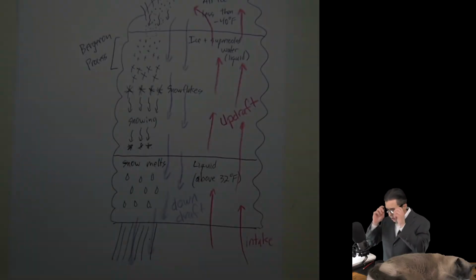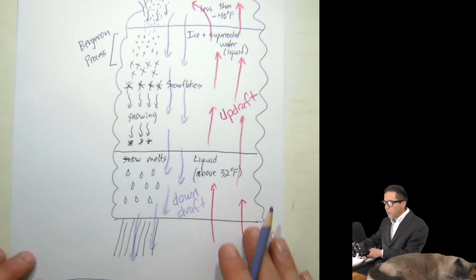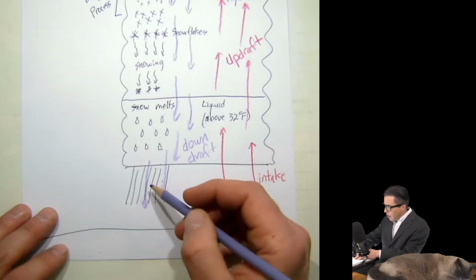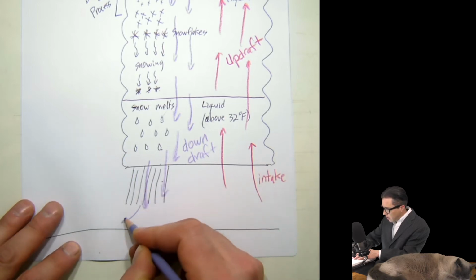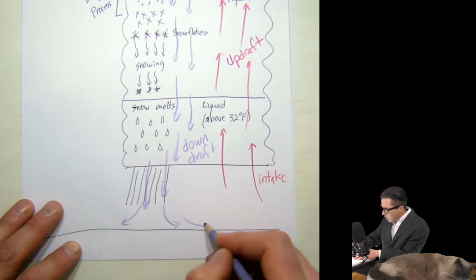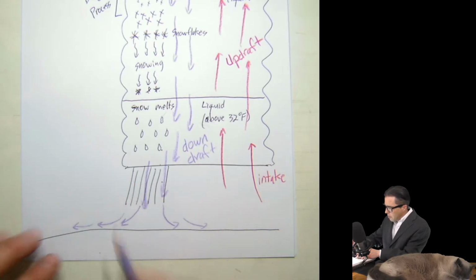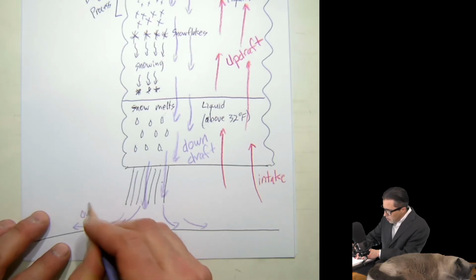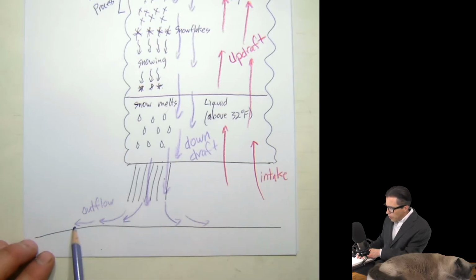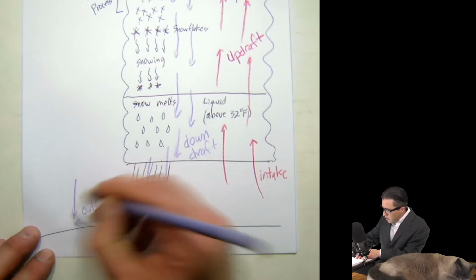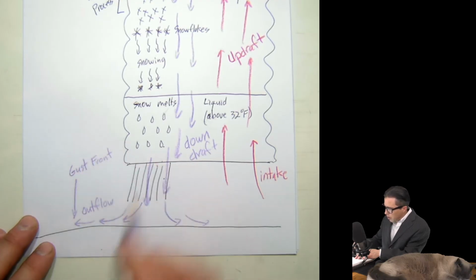So back in our diagram here, we can add this in. So if this is happening in our cloud, where it hits the ground and spreads out, this cold air has a name. It's called the outflow. And right at the boundary where this occurs, this is called the gust front. And we'll talk more about that in a second.